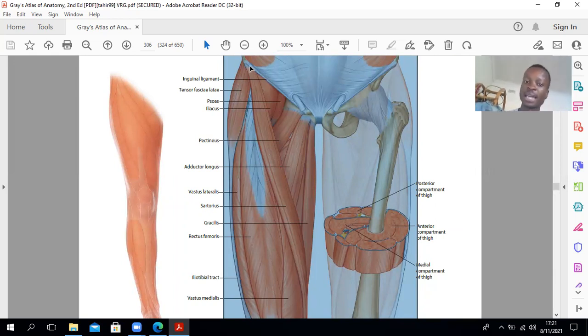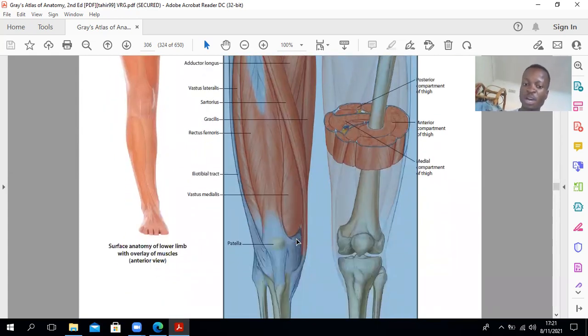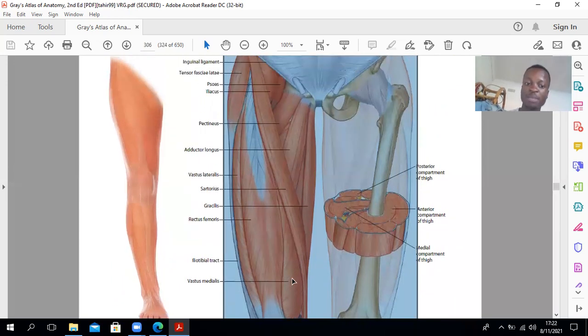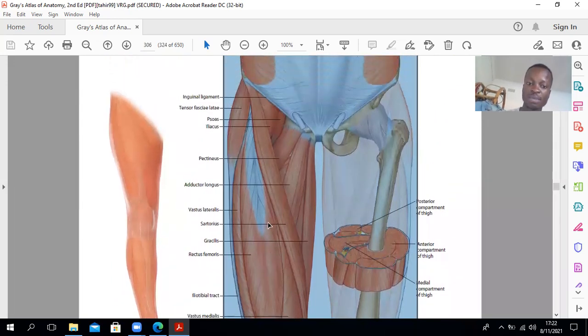Then if you look at its insertion, it inserts onto the upper medial aspect of the tibia, together with the 2 other muscles forming your pes anserinus. So you'd expect the gracilis muscle from the medial compartment of the thigh, as well as your semitendinosus coming from the posterior compartment of the thigh, right? Then still in the anterior compartment, you're going to see the quadriceps femoris.